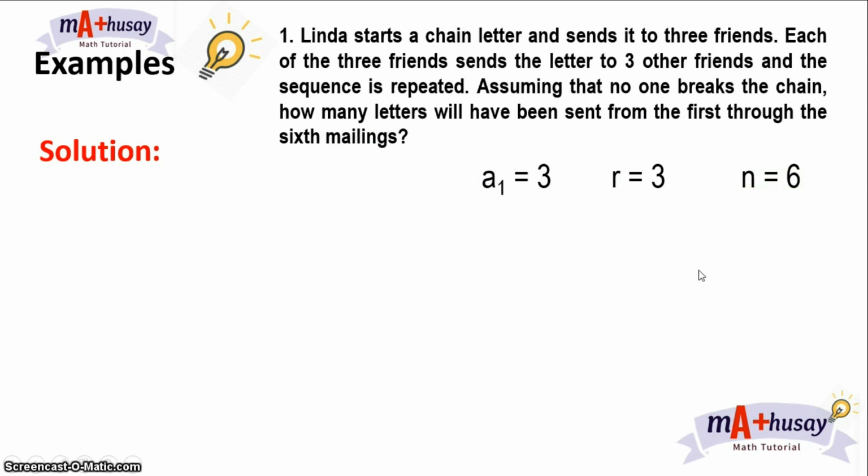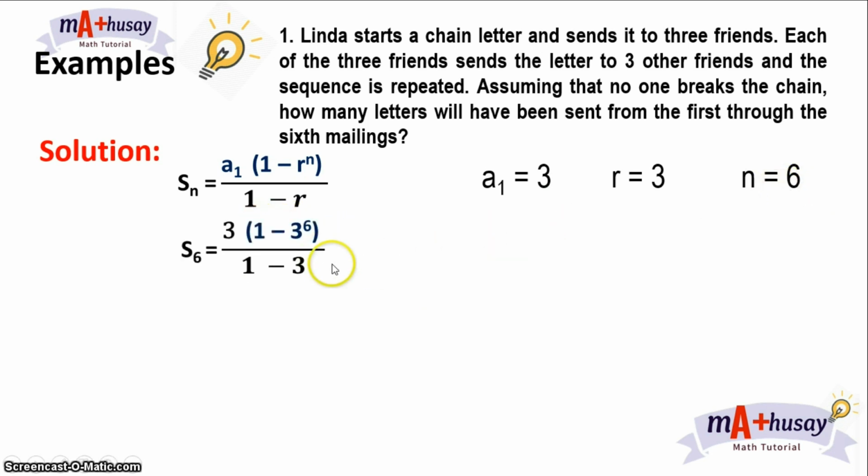So, we want to know the sum. Again, we want to know the sum of the mails sent from the first time Linda sent it up to the 6th term in the given sequence. So, we have S sub n equals a sub 1 times the quantity of 1 minus r raised to n, all over 1 minus r. We know the first term, the common ratio, and the number of terms in the sequence. So, substituting these values, we have 3 times 1 minus 3 raised to 6, all over 1 minus 3.